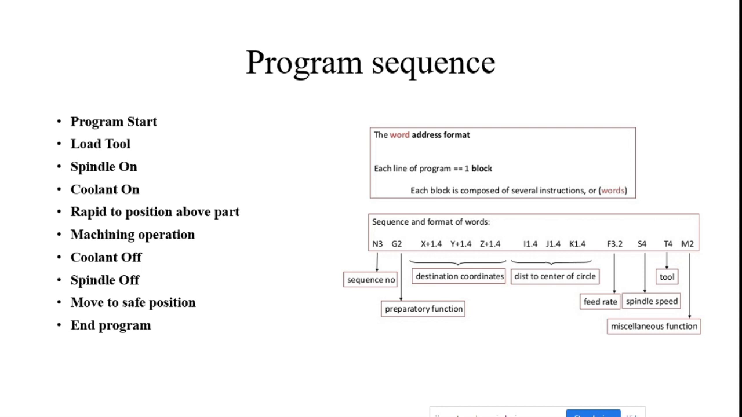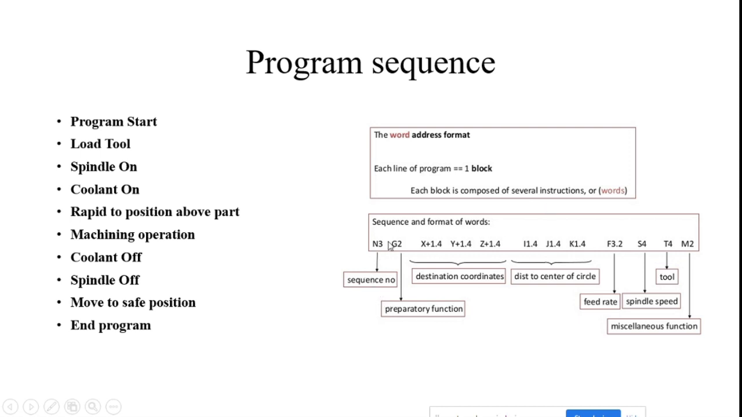For example, if I consider this word address format, n number of lines like these are available with the part program. Of these, only one line is called one block. So each block is composed of several instructions. What is meant by several instructions?